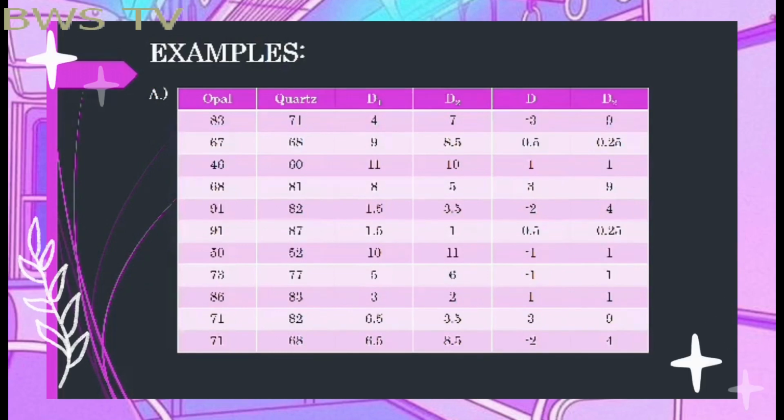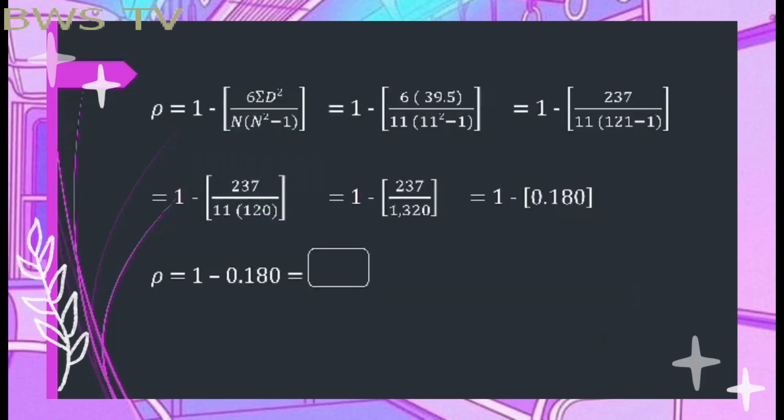First, you have to rank the given values from largest to smallest. Then, you have to subtract d1 from d2. After that, you have to square d. Then, get the summation of d squared. Now we have the summation of d squared, and you can now solve for rho.